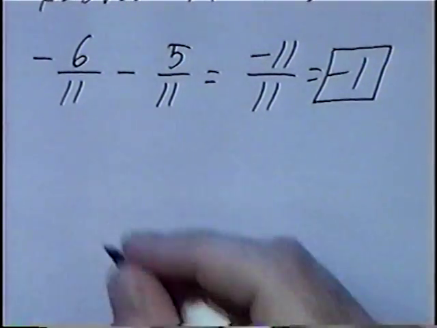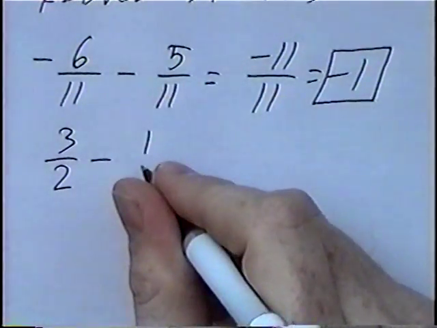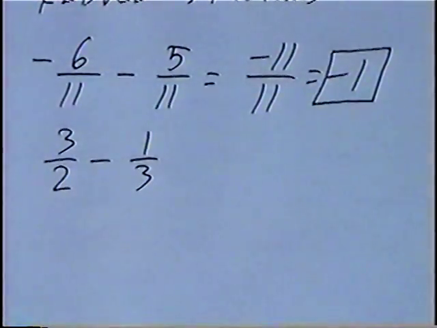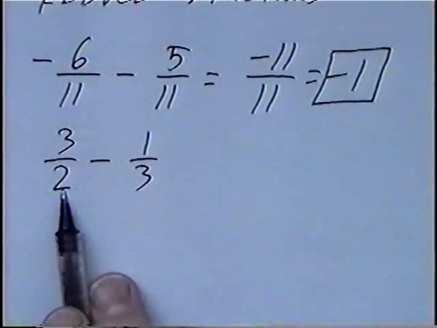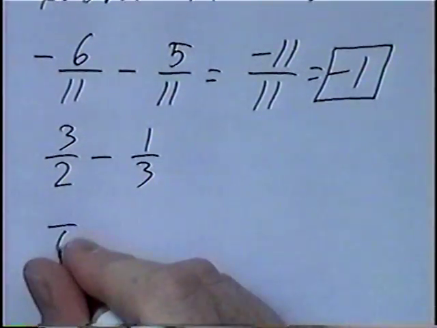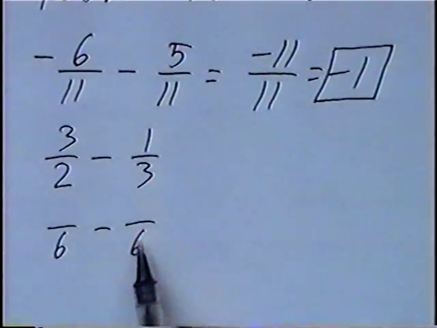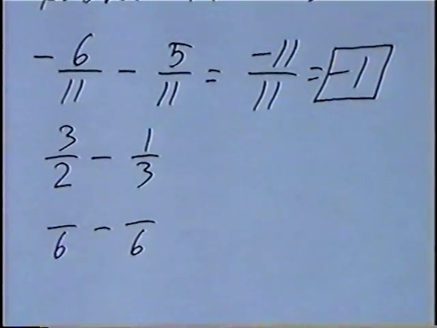Second question. 3 over 2 minus 1/3. Again, before we subtract fractions, we have to have the same or common denominators. If we have a 2 and a 3, the common denominator that we could use would be 6, since 2 divides into 6 and 3 divides into 6.